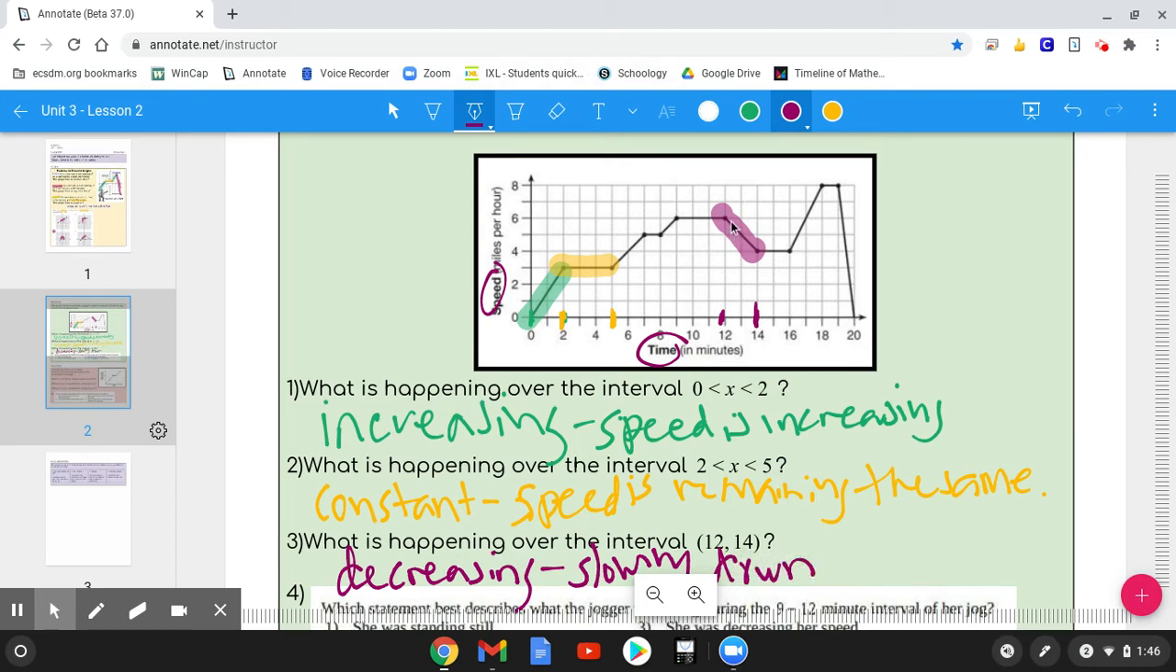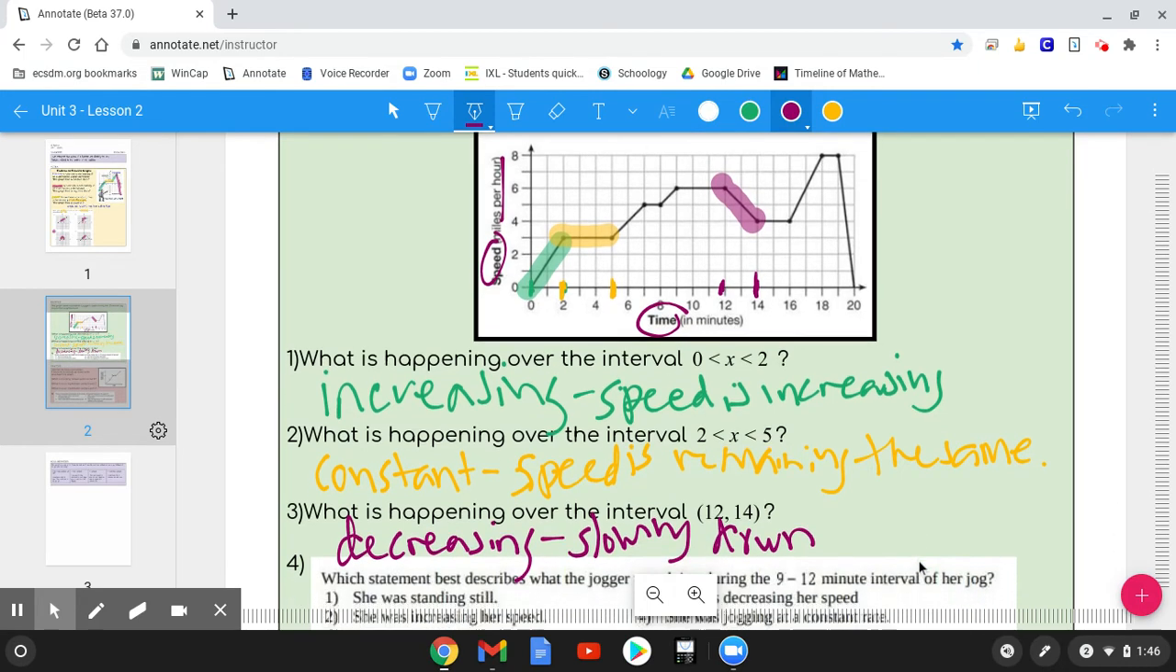How do we know? Because our speed is decreasing. Maybe we're getting off the highway here. Again, I don't think we're talking about the highway here because we're talking about miles per hour, but that's my example as far as increasing, decreasing speed remaining the same.